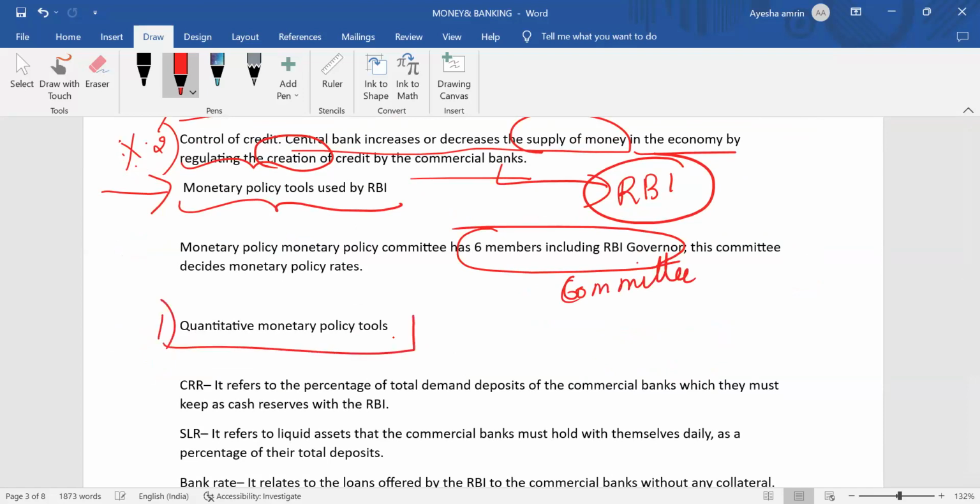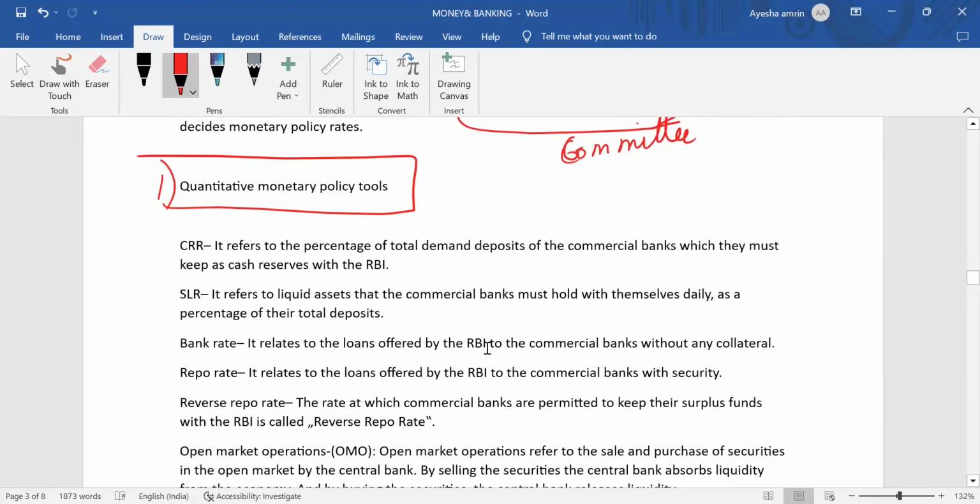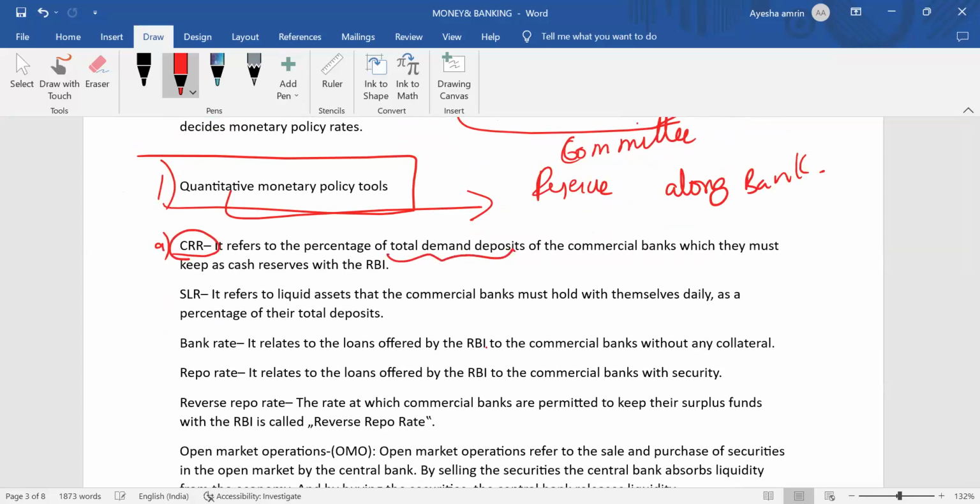Now, the first one is quantitative policy tools, the first monetary method you can say. Quantitative monetary policy is very important; it concentrates more on the reserves of the country along with your banks. Under that, the first one is CRR, cash reserve ratio. What is this cash reserve ratio? It refers to the percentage of total demand deposits of the commercial banks which they must keep as cash reserves with the RBI. Some portion of the reserves has to be kept with RBI to meet future contingencies.